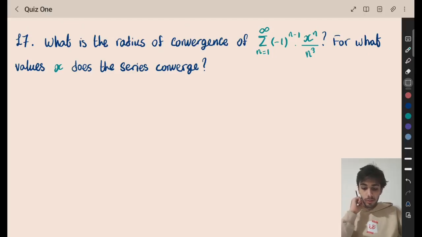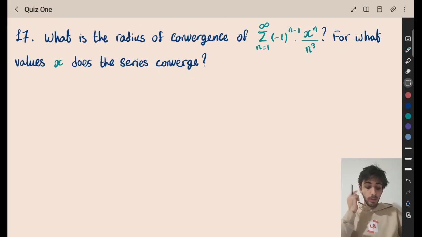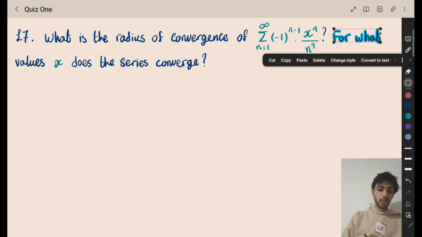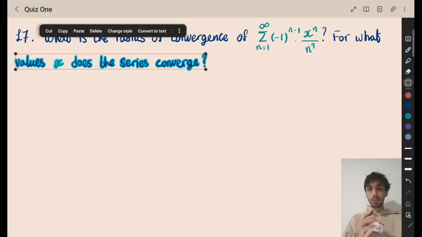What is the radius of convergence of this series? And for what values of x does the series converge? Now these look to me at the beginning as if they are exactly the same question, but in reality, you should not be tricked by this, and there is a certain subtlety with the second question that we will deal with a bit later on.